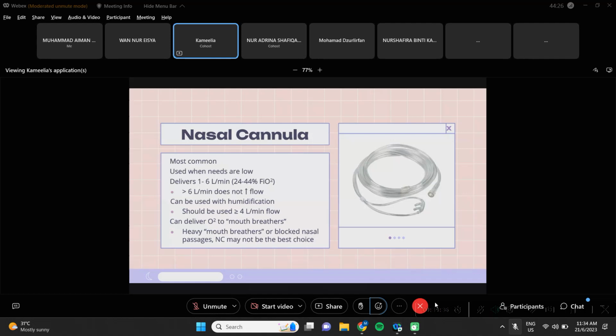The flow is actually limited, so turning the regulator above 6 liters per minute isn't really going to increase the flow through this device. So the nasal cannula can be combined with humidification for patient comfort and to prevent drying out. The humidification should be used anytime above 4 liters per minute of flow. And this nasal cannula can still help deliver oxygen to mouth breathers, but especially for heavy mouth breathers and those who have blocked nasal passages, the nasal cannula really might not be a good choice.